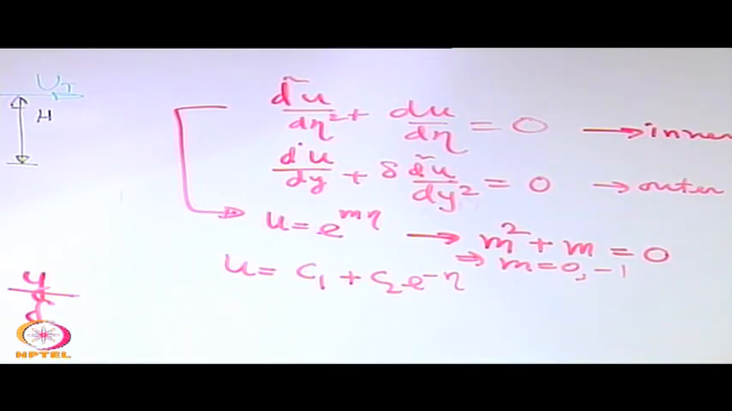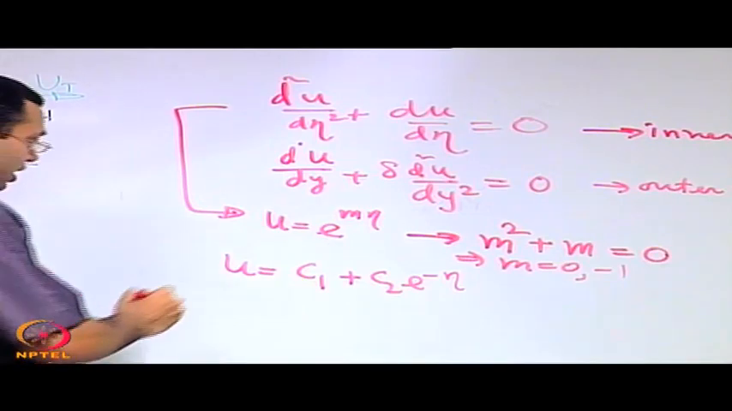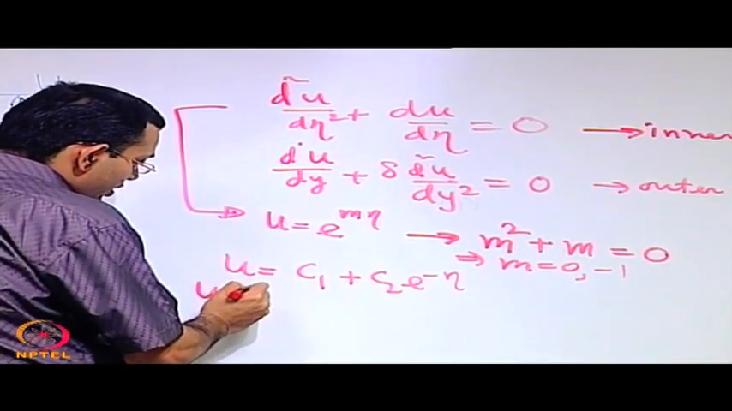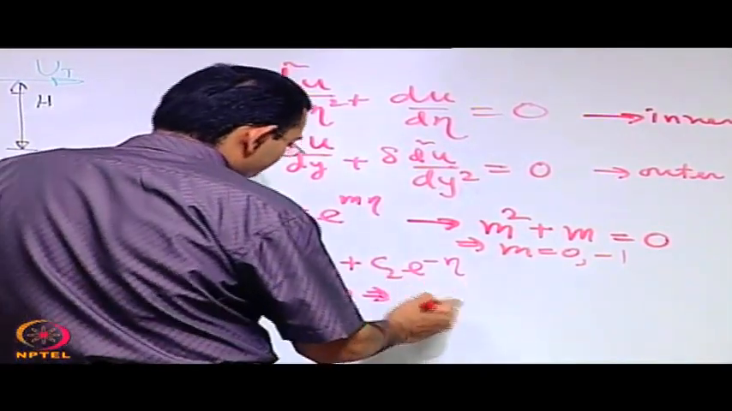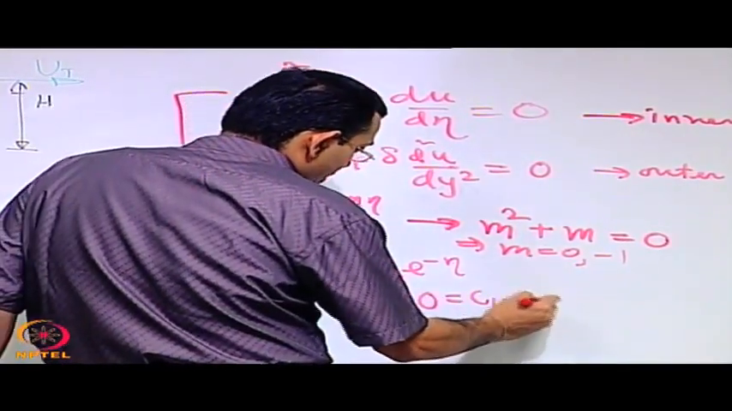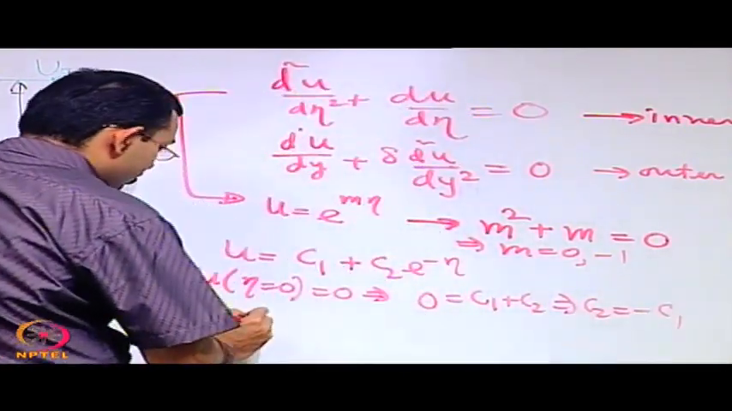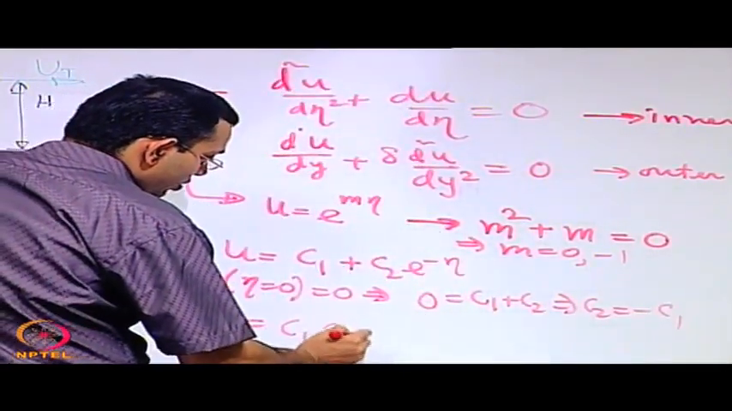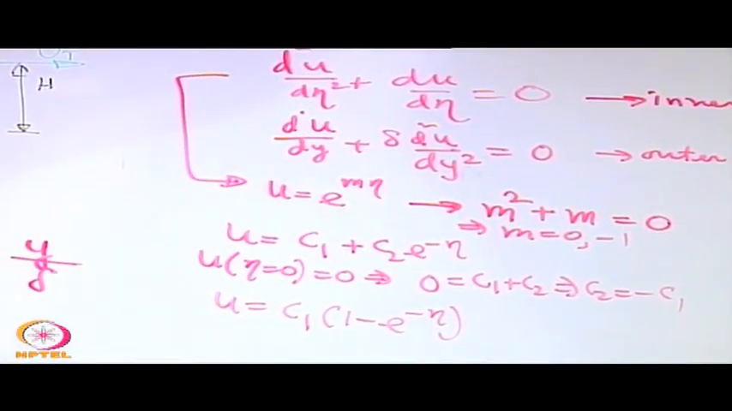See, at the wall definitely this is the thing that you are looking for within the boundary layer. So at the wall, u at eta equal to 0 must be equal to 0. That means you have 0 is equal to C1 plus C2, that means C2 is equal to minus C1. So u is equal to C1 into 1 minus e to the power minus eta. Question is, how would you get C1?